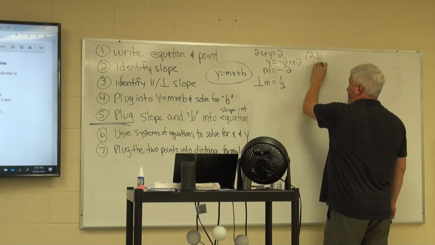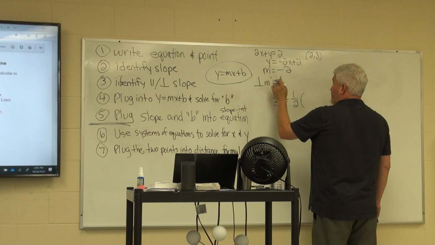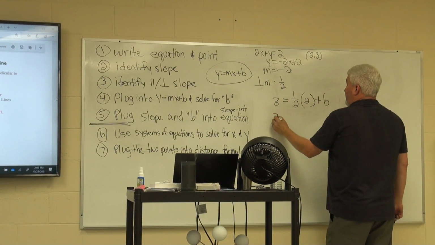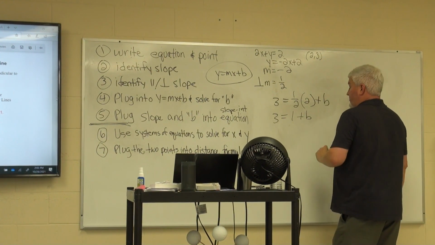Here's y: 3 equals 1/2 times x, which is 2, plus b. 3 equals 1/2 times 2, which is 1, plus b.